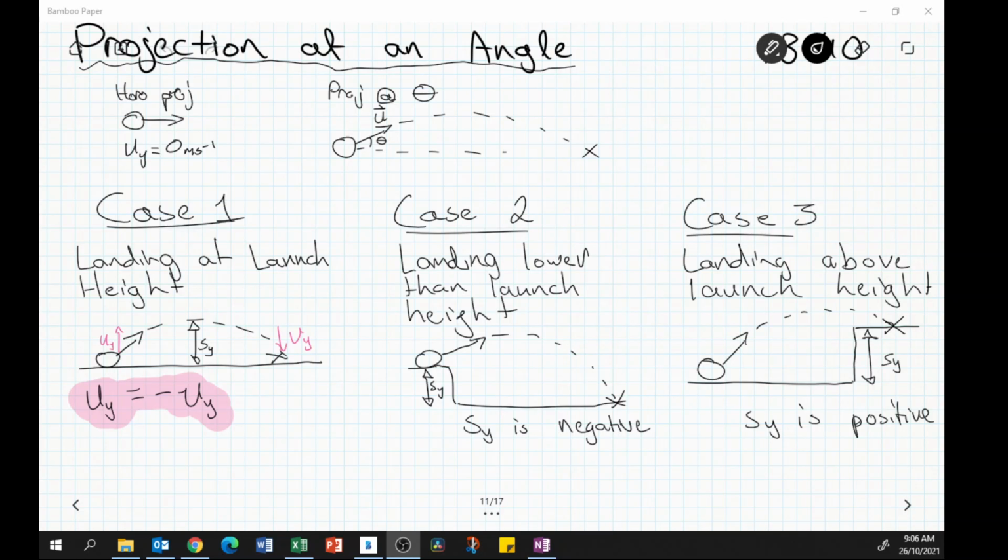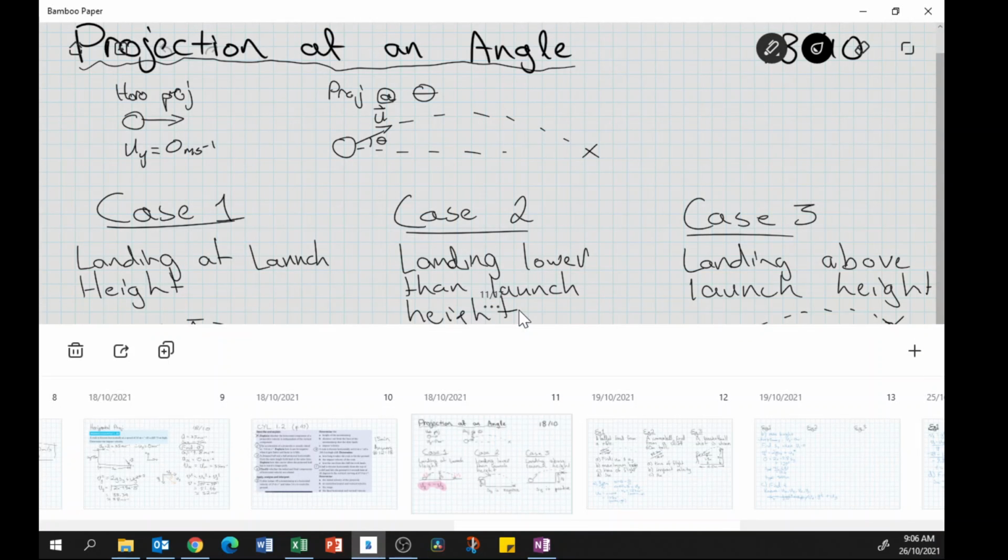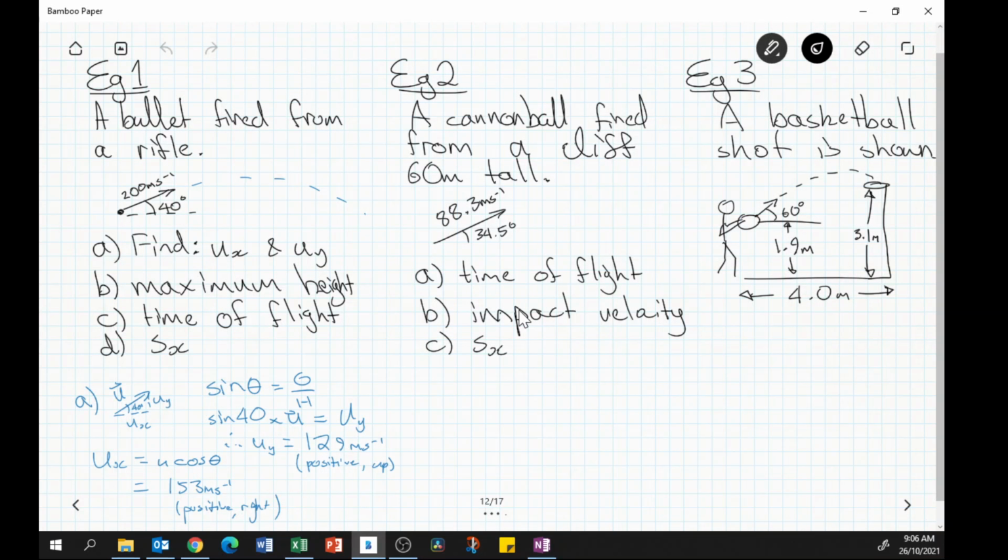So we've looked at case 1 and we went through that methodically, step by step, in this example where a bullet is fired from a rifle. This is a case 1 situation, even though we haven't made that explicit, because we land at the same height as our launch height. And we found these few things. Initially, we split our vector of initial velocity, u, into its horizontal and vertical components, okay? Very important skill, being able to break those vectors down to their component forms.